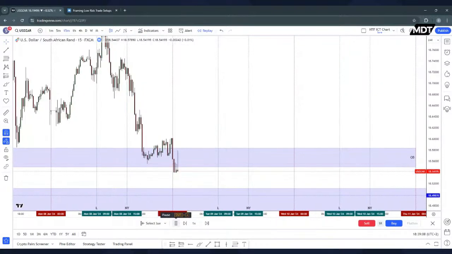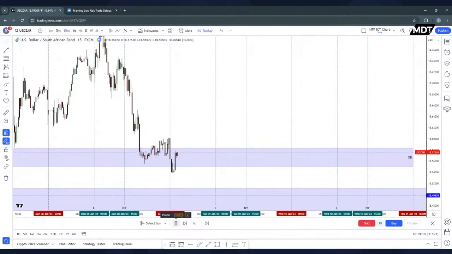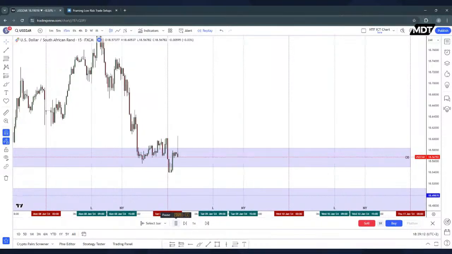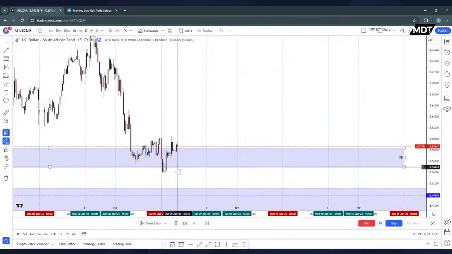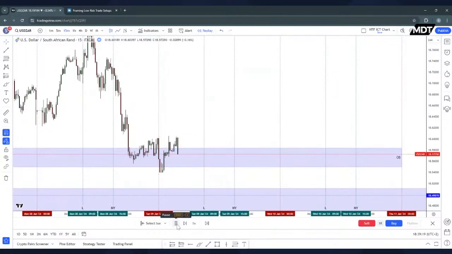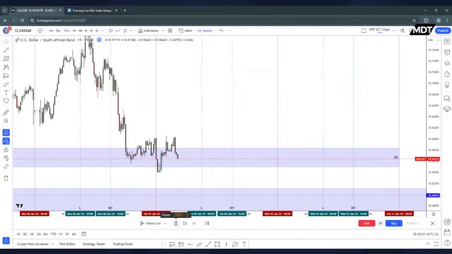We've got the run of liquidity, strong order block that's formed. We've just invalidated the order block, but price is still in Asian session, and I wouldn't be at the charts at this point.